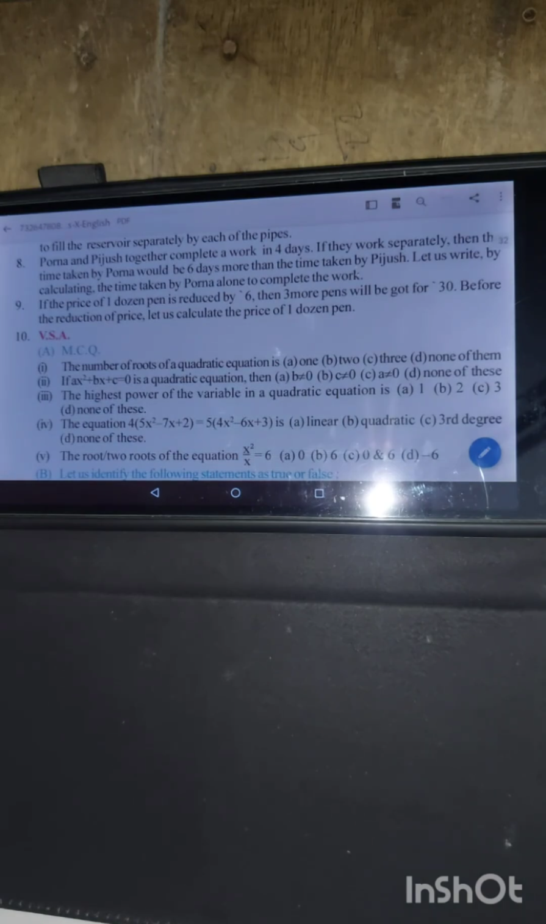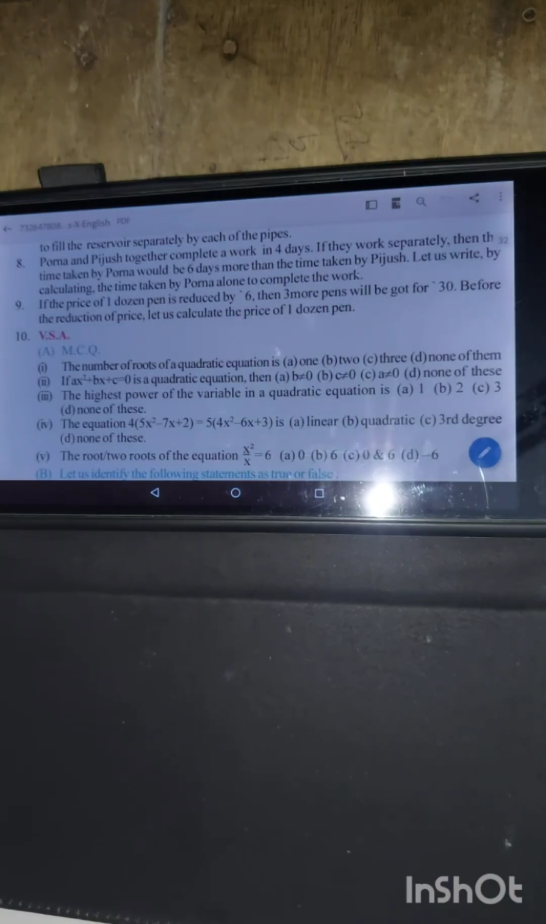In my previous video, I was solving Let Us Work Out 1.3, and I have completed up to question number 8. Today we are going to start from question number 9 of the same chapter.